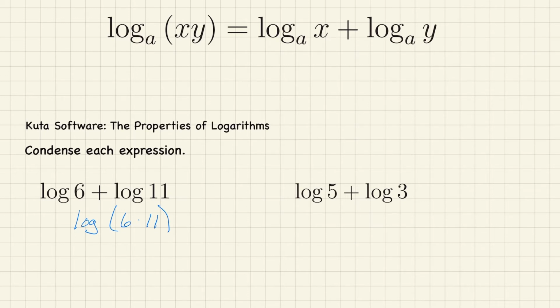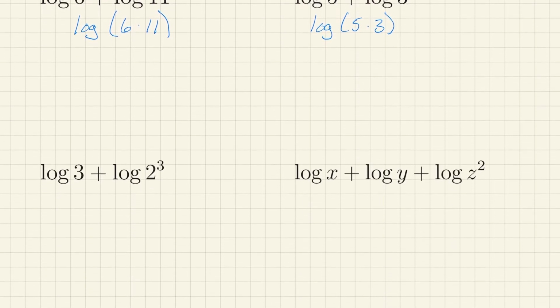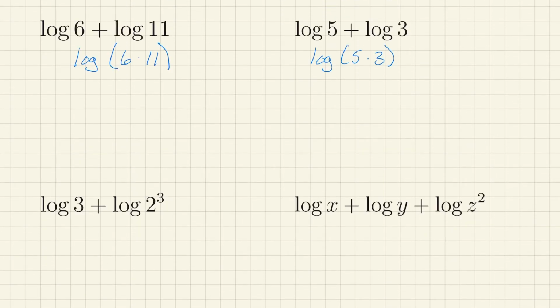And the next one, we have the log of 5 plus the log of 3. I see a plus there, so I'm going to multiply them. So I'm going to have the log of 5 times 3. Let's take a look at two more examples here. Now here we have the log of 3 plus the log of 2 cubed. So when we condense it, we have the log of 3 times 2 cubed.